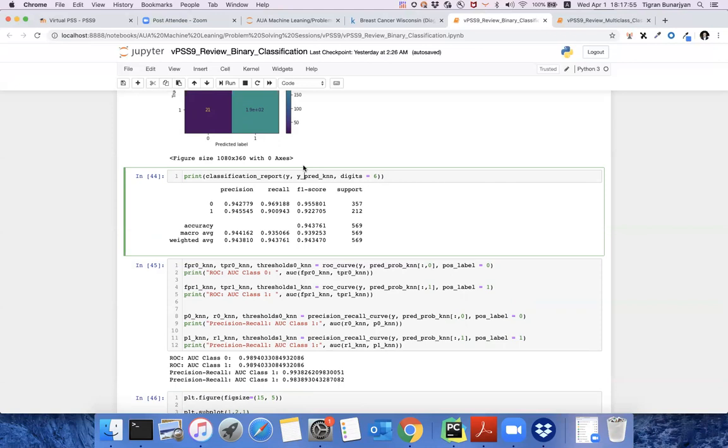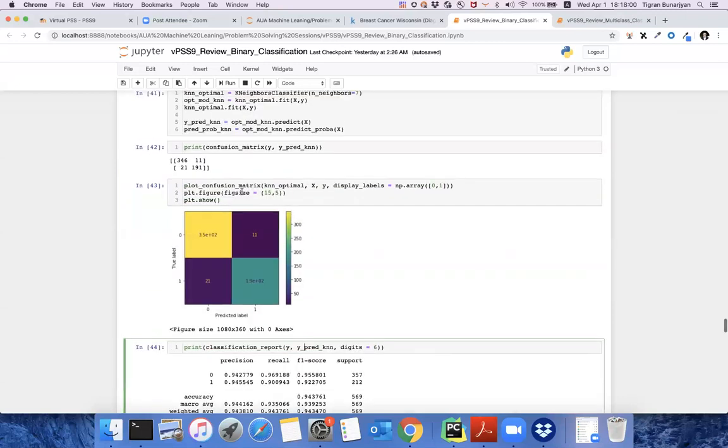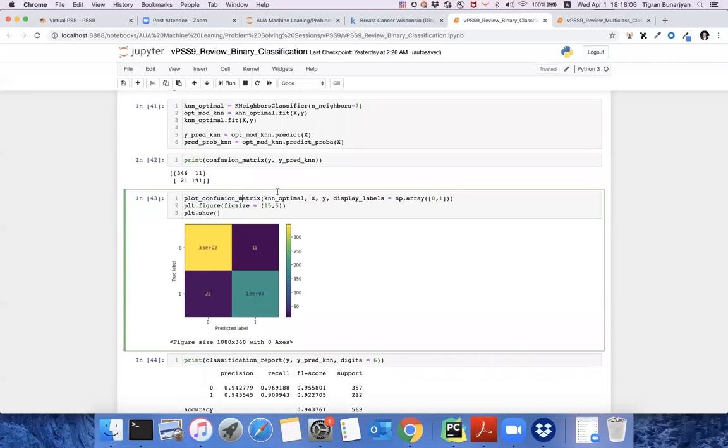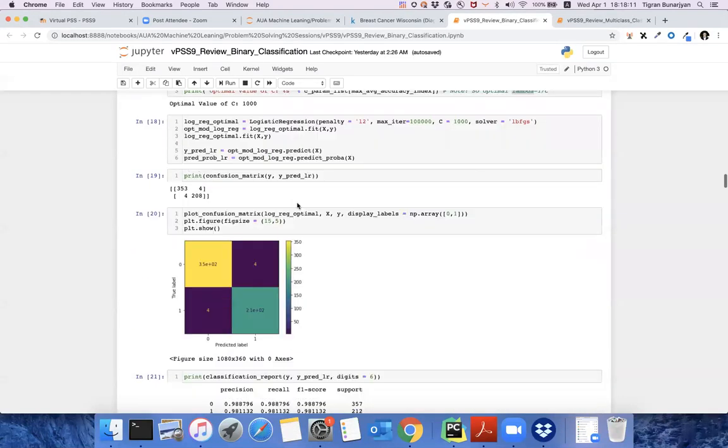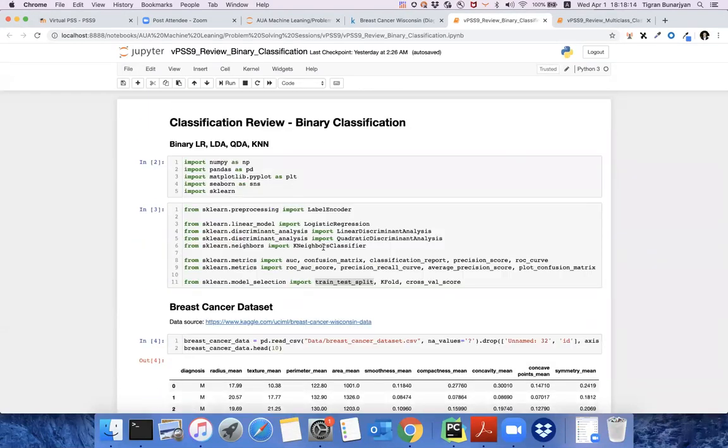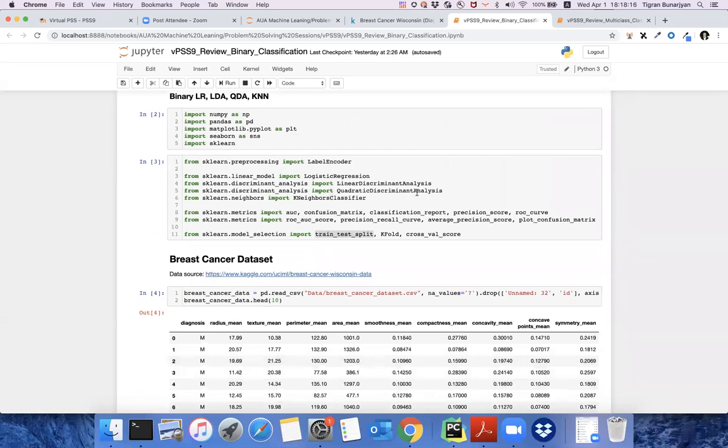I forgot to tell that the plot confusion matrix method is only available starting from scikit-learn version 0.22. If you have issues, then just upgrade this package. And we can discuss this issue at the end.